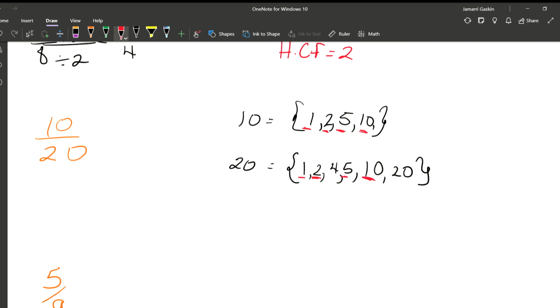So now we have a good set of common factors in this list. Let's see which one is the highest. I believe it would be 10. So 10 is our HCF.